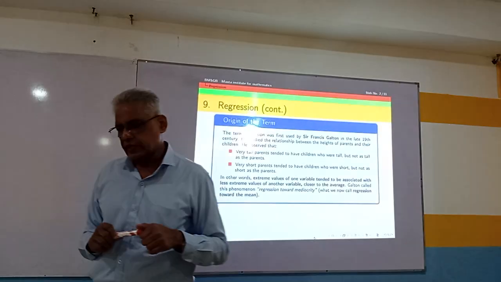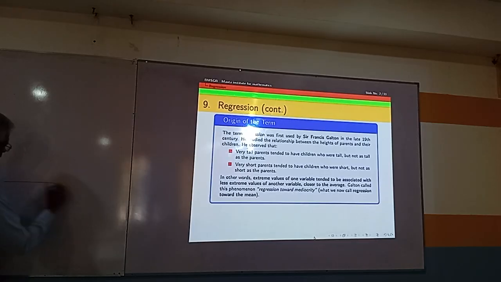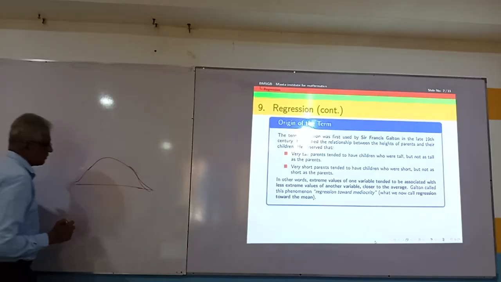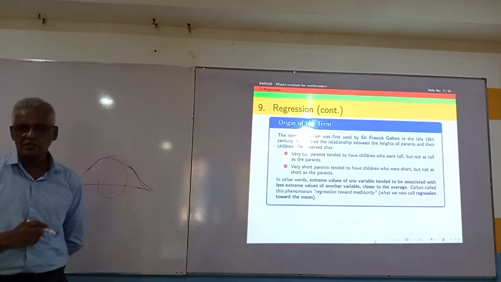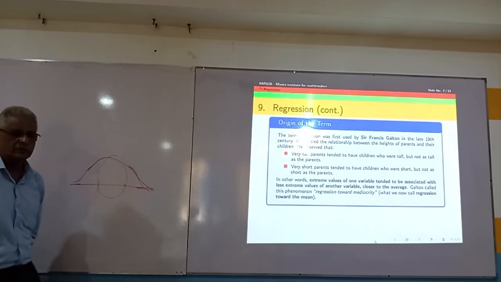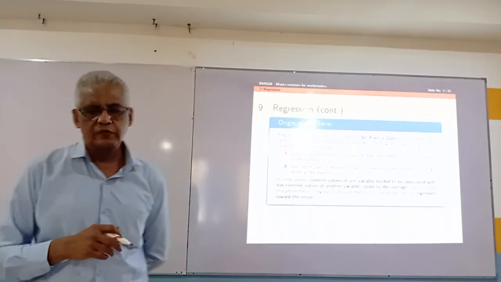And then, when you look at, suppose this has some distribution like this for the parents' distribution, approximately normal. So most of them are in the average range, but few will be too tall or few will be too short.